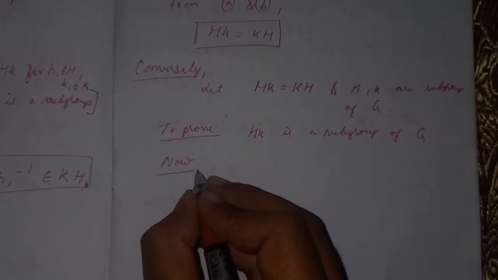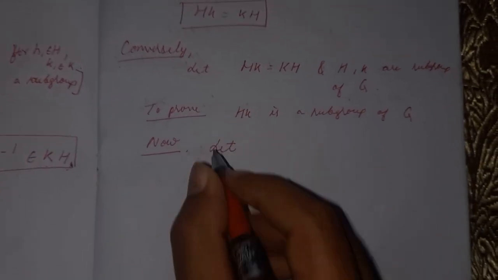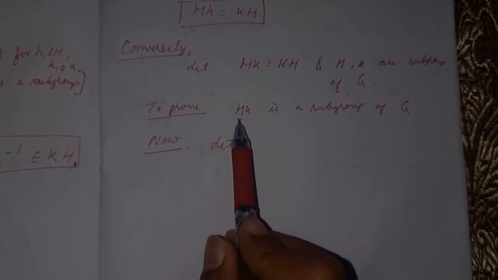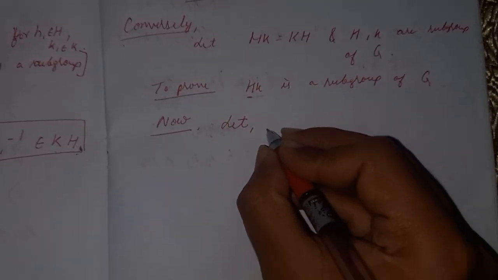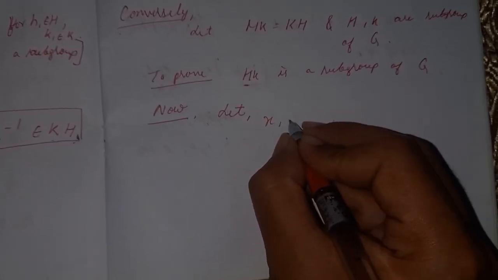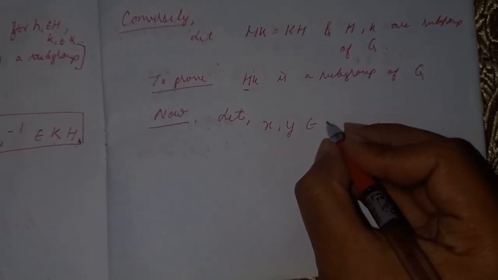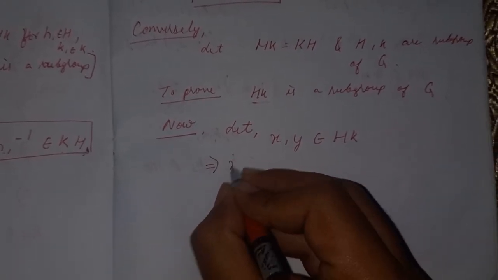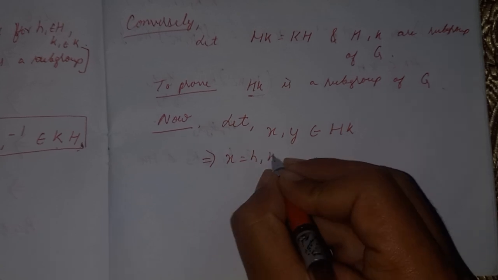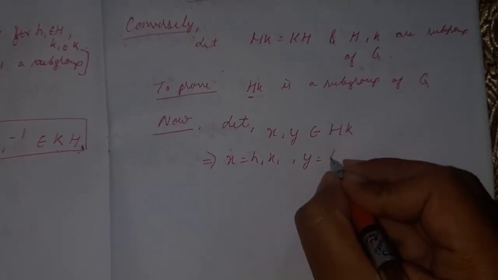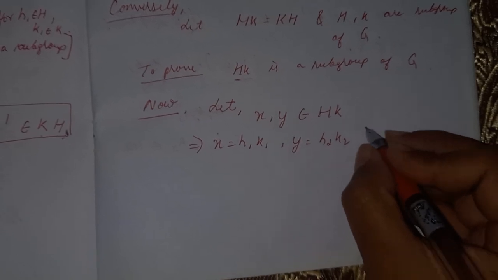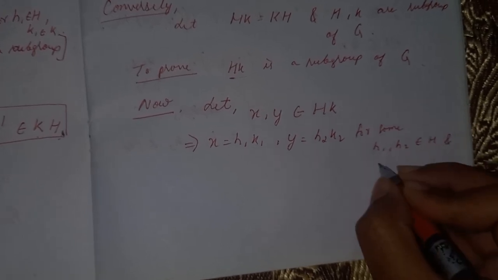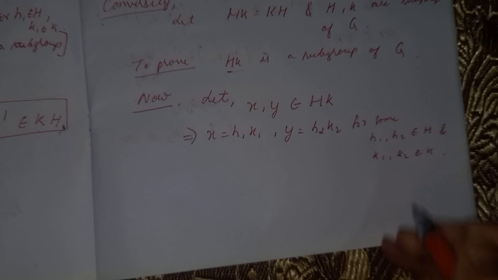So now, first of all, we'll be considering two elements x, y belonging to HK, which will imply that x equals h1 k1 and y will be h2 k2 for some h1, h2 belonging to H and k1, k2 belonging to K.